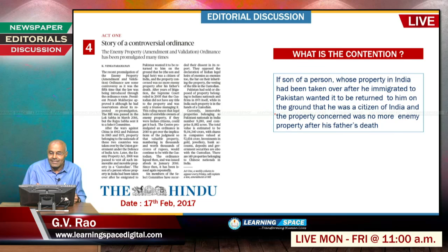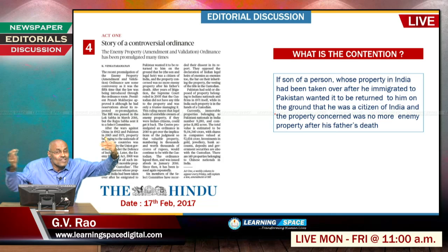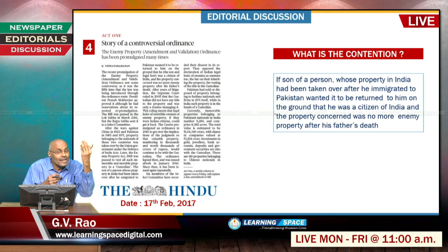Then what is the contention? All is well, but what went wrong? Because this enemy property, subsequently that person died, and at the time of these wars, his son was an Indian citizen. Subsequently, they fled to Pakistan or China. At the time of these wars, the enemy property in whose name this property was there, subsequently it went to custodian, their sons were there and they migrated to Pakistan. Now, their sons are claiming this property.